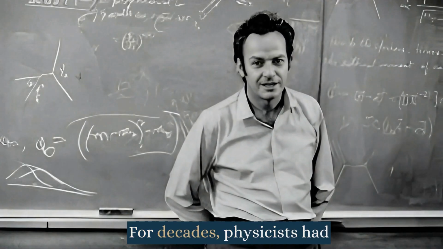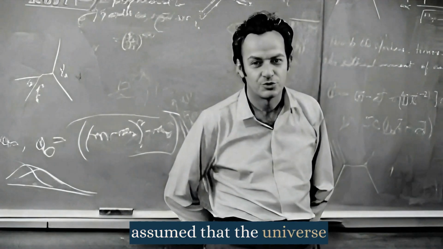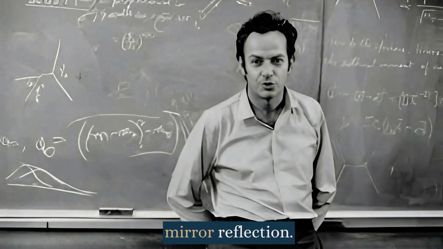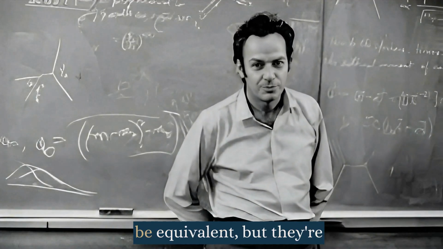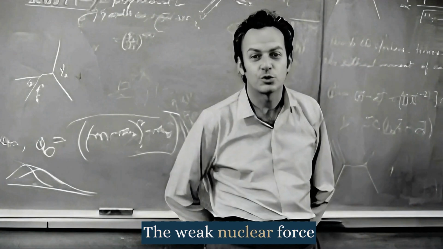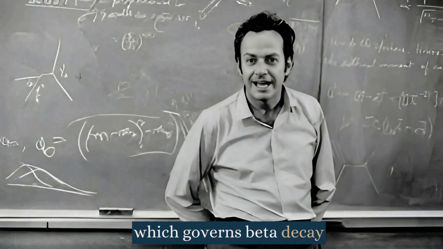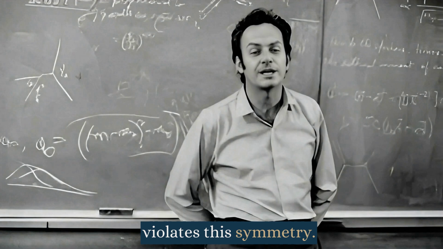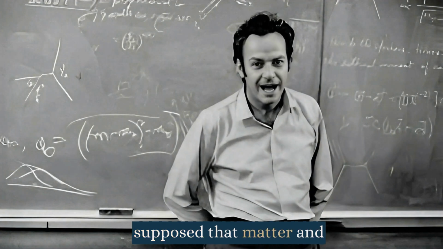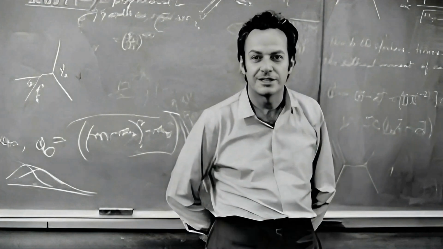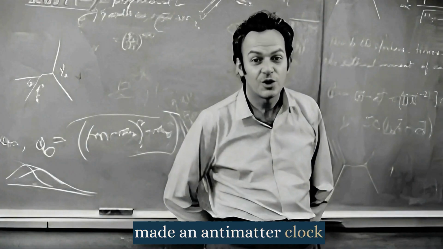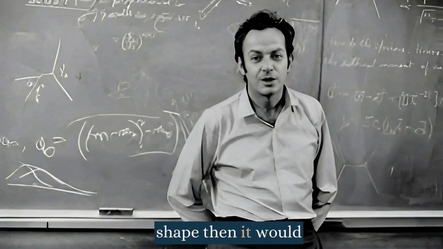For decades, physicists had assumed that the universe was perfectly symmetric under mirror reflection. Left and right should be equivalent, but they're not. The weak nuclear force, which governs beta decay, violates this symmetry. Now, it was also supposed that matter and antimatter were equivalent. That is, if we made an antimatter clock right hand the same shape, then it would run the same as the right hand matter clock.